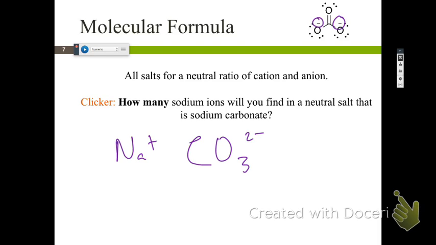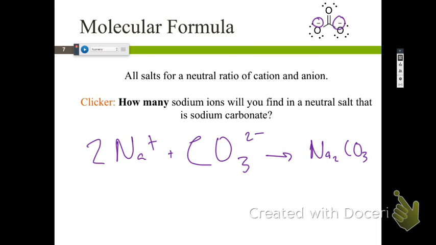The statement up top here is true any time we find the formula of a salt. The total of the charges is always going to have to be 0. So if we have 2 sodium ions and 1 carbonate, that would be a neutral sodium carbonate.